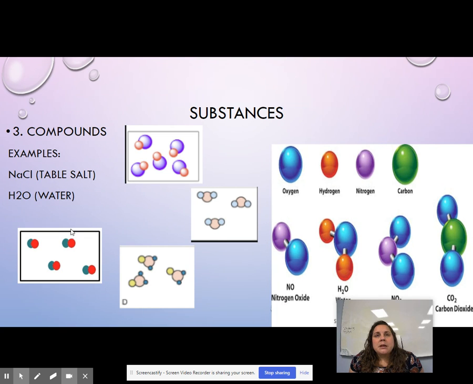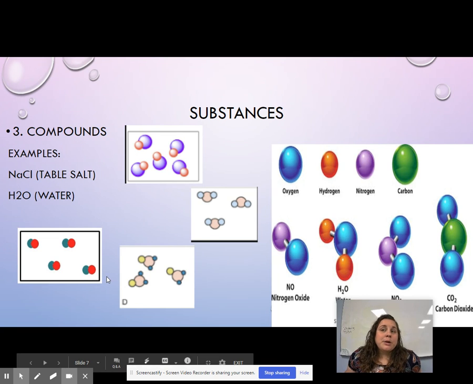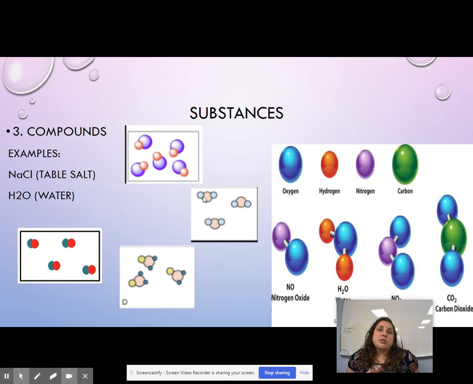Here are some examples and some particle diagrams for compounds. Examples include NaCl, sodium chloride, which is table salt, H2O, which is water, and these are all of the possible combinations, there's more, of different compounds. Notice each one has two or more different colored circles, and they are all connected like that.